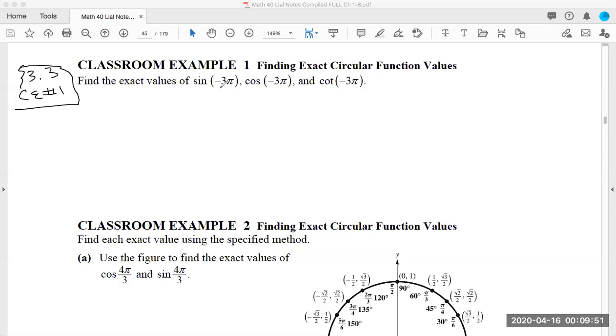Okay, so for this part, we are asked to find the exact values of sine -3 pi, cosine -3 pi, and cotangent -3 pi. So what I want you to realize is what we're evaluating here is sine S, cosine S, and cotangent S, where S is equal to -3 pi. So instead of making a circle, because it's probably going to come out pretty busted, I'm going to go ahead and save that page and then clear this out. And I'm just going to scroll down to this unit circle right here.